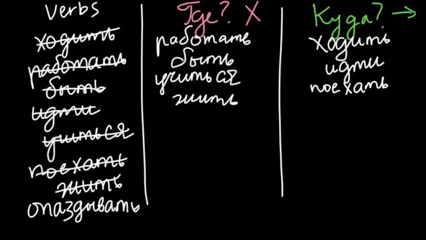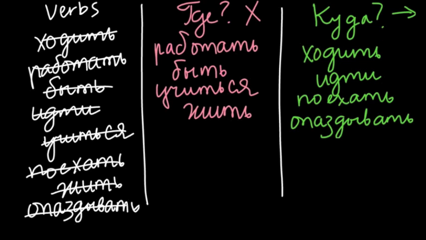Now this one's a little bit trickier. Опаздывать. To be late. What do you think? Are you late in a place or are you late towards a place? Usually it's with куда, because when you're late, you're sort of going in that direction. You're late in that direction. Опаздывать goes with куда. So here we have где вы работаете, где вы были, где вы учитесь, где вы живете, куда вы ходили, куда вы идете, куда вы поедете, куда вы опаздываете.